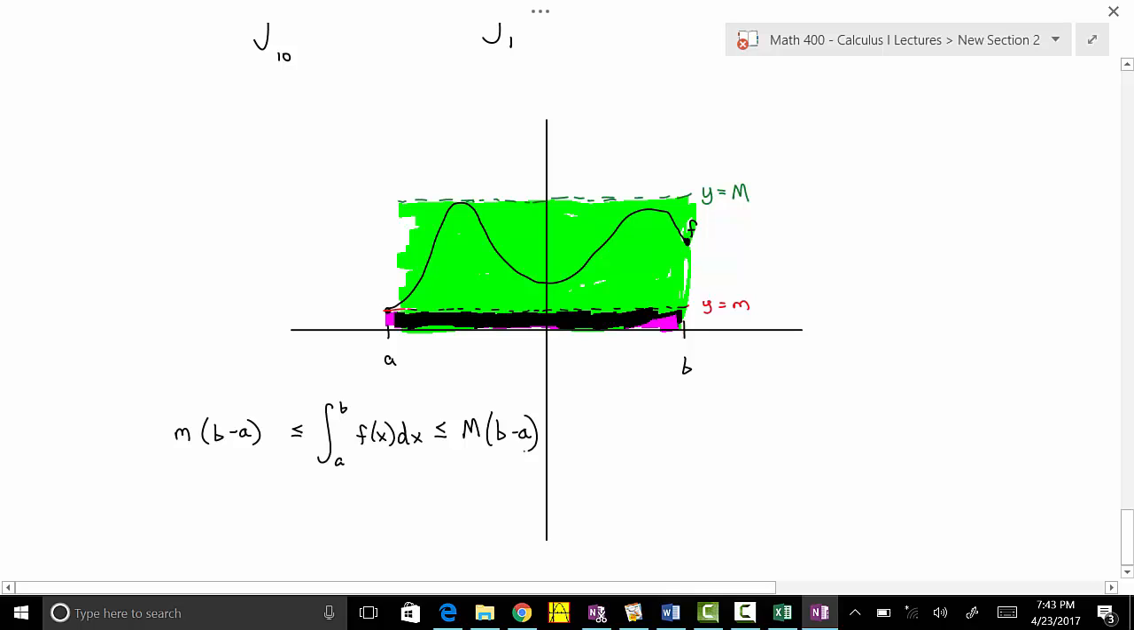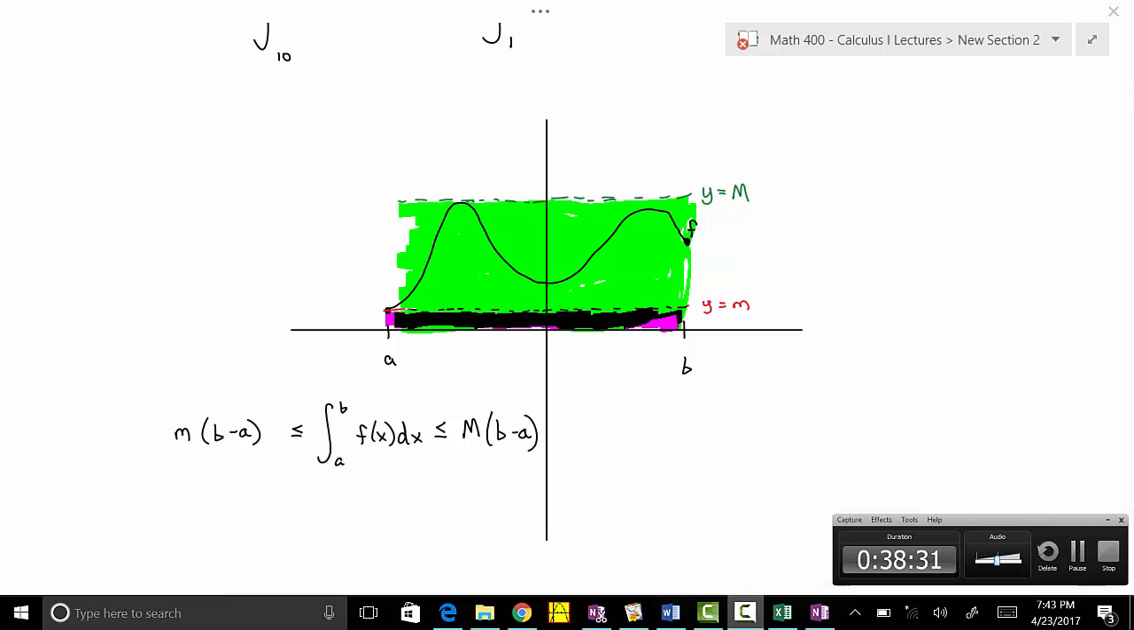So if you happen to know the maximum value and the minimum value for a function on an interval, you can get a boundary for what the value of the integral is going to be. You won't get an exact value, obviously. These will just be bounds. Again, I'm going to pause for a moment.